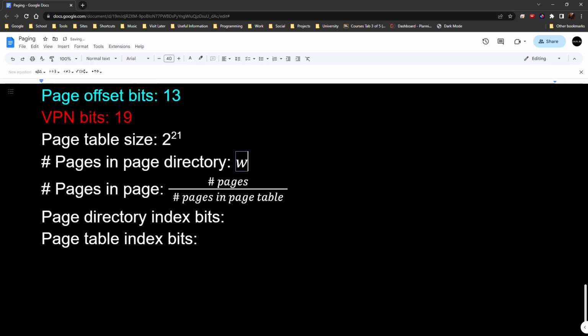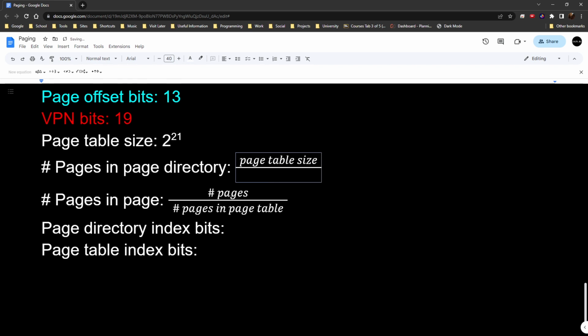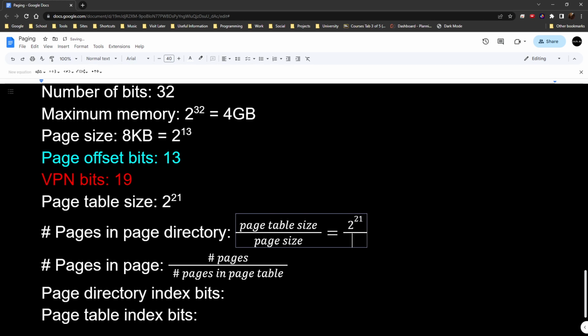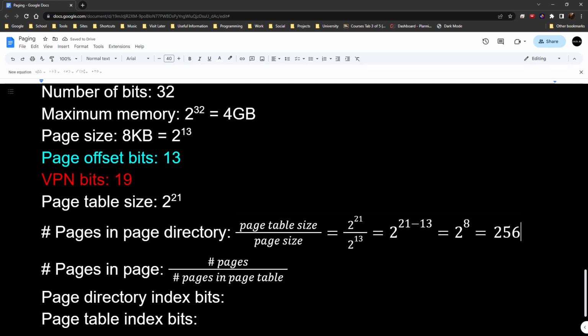is going to be basically, we're dividing the size of the page table. So I'm going to call it page table size by whatever the size of our pages is. So a page size, which basically is going to look like this. So our page table is 2 to the 21. The page size is 2 to the 13 because it's 8 kilobytes, which looks like 2 to the 21 minus 13 following exponent laws, which equals 2 to the 8, which equals 256. So that's the number of pages in our page directory.